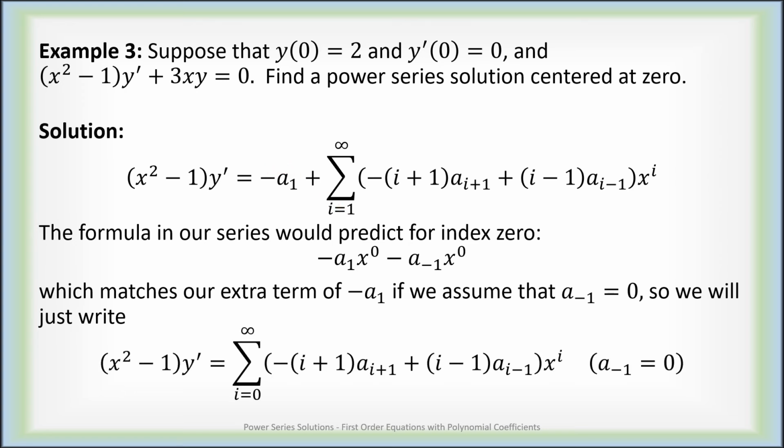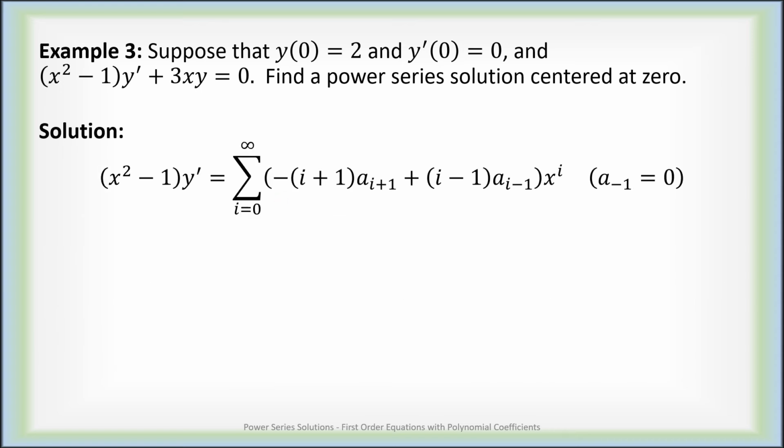So we don't need that term hanging off on the end. If we assume a sub minus 1 is 0, since it wasn't a term in the original power series that began with a sub 0, this isn't really affecting our solution. I can give it any value I want. I give it the value 0, then this expression here exactly matches x squared minus 1 y prime without needing to have this thing hanging off on the end.